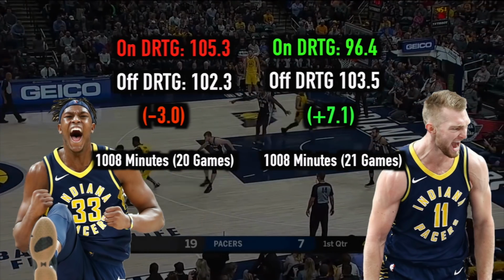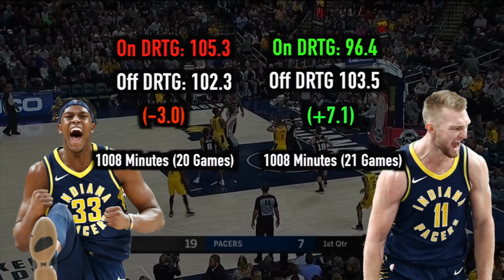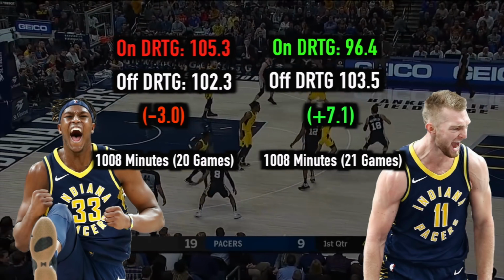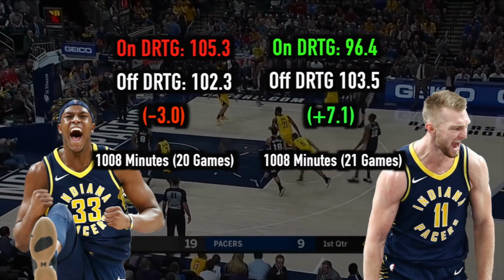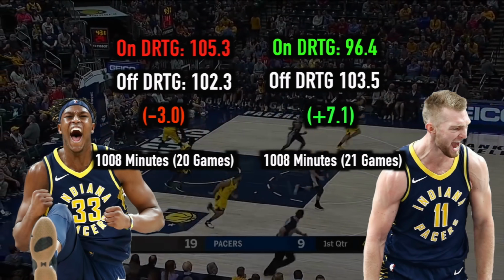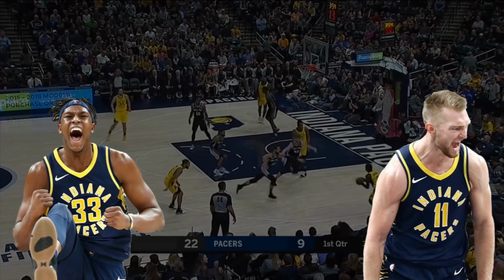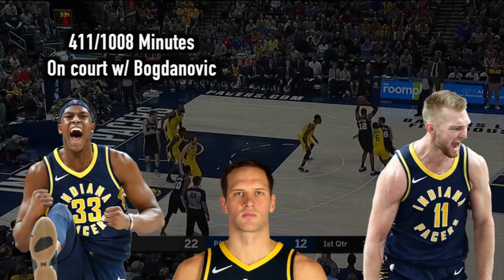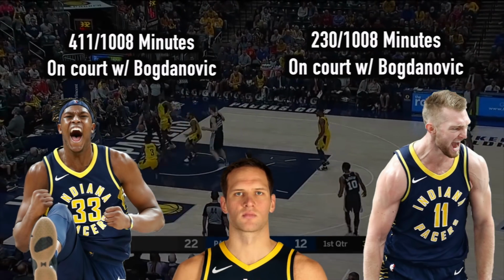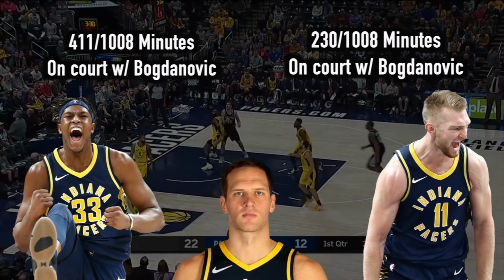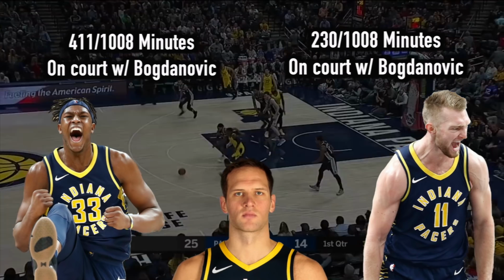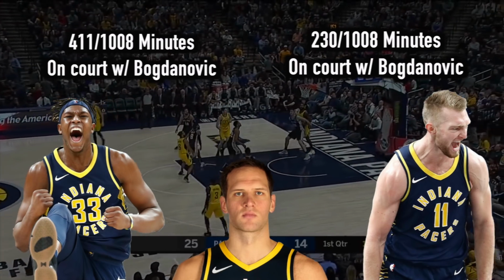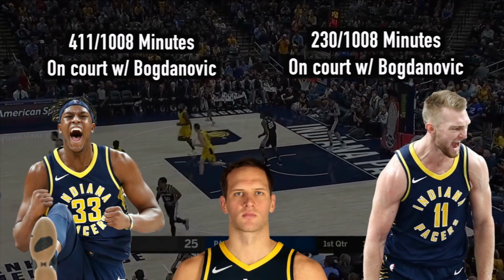And second of all, even if, let's say, the differences were much larger, you still cannot draw the conclusion that Sabonis is a better defender than Turner because there are many factors that influence this stat that have nothing to do with Sabonis or Turner. For example, Myles Turner has played 411 out of his 1,008 minutes with Bojan Bogdanovic, while Sabonis has only played 230 out of his 1,008 minutes with Bogdanovic. Now, it's no secret to anyone that has ever watched Bogdanovic, whether it's on the Pacers or the Wizards or the Nets, that he is not a good defender. He never has been a good defender.